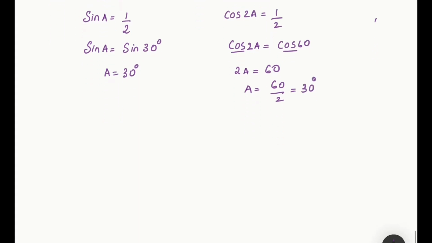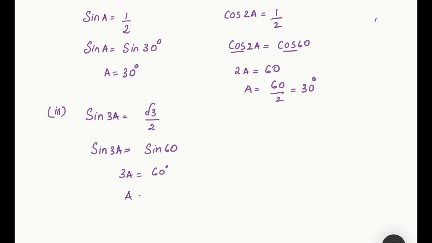Okay. Now coming to the third sub question. Sin 3A equals root 3 by 2. Again, for which value of sin do we get the value root 3 by 2? We have sin 60 is equal to root 3 by 2. So I can replace root 3 by 2 by sin 60. 3A equals 60 degree. A is equal to 60 by 3, that is equal to 20 degree.